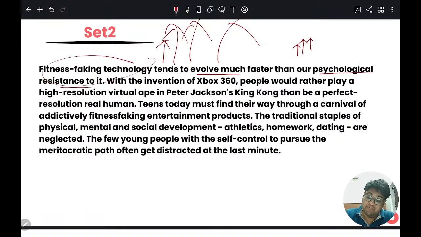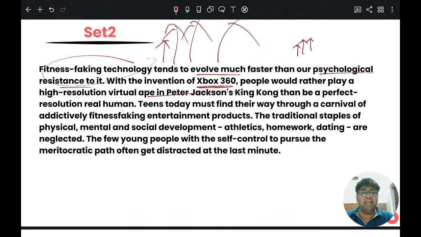Wow, great. With the invention of Xbox 360, tell me guys in the comment box, how many of you play Xbox? I don't know. People would rather play a high-resolution virtual ape in Peter Jackson's King Kong rather than a perfect-resolution real human. Now, what is happening after Xbox came? Everybody is in virtual reality. They want to play PUBG and all, like the virtual ape. They don't want to go out and do the real stuff, bro. Wow, that's really sad, right?